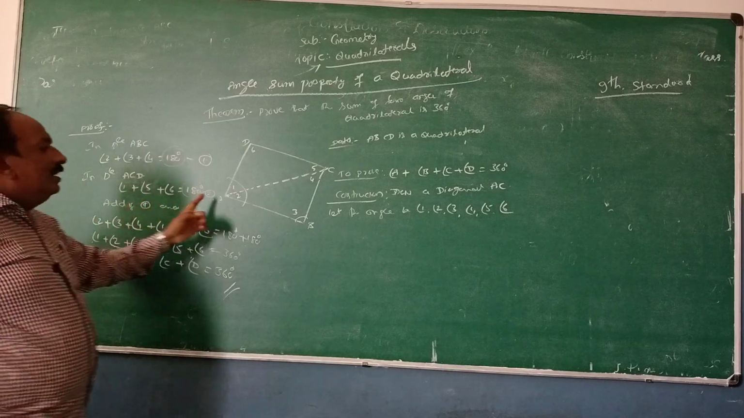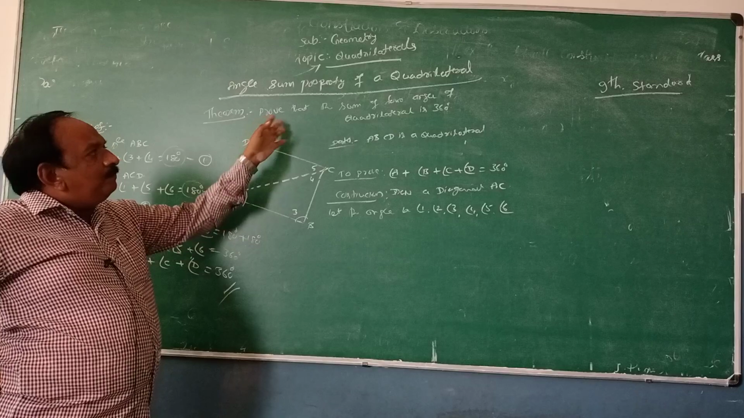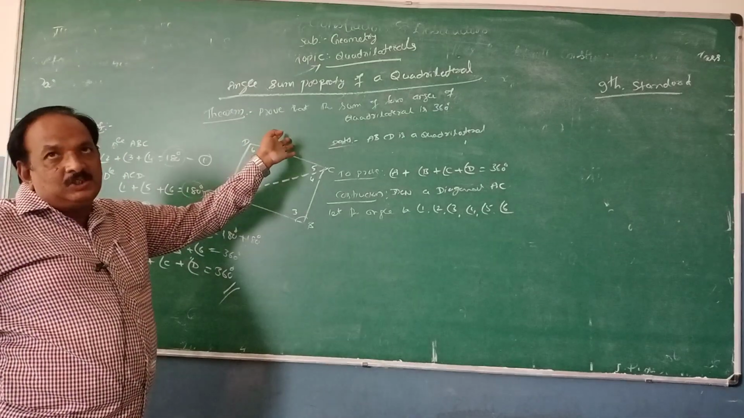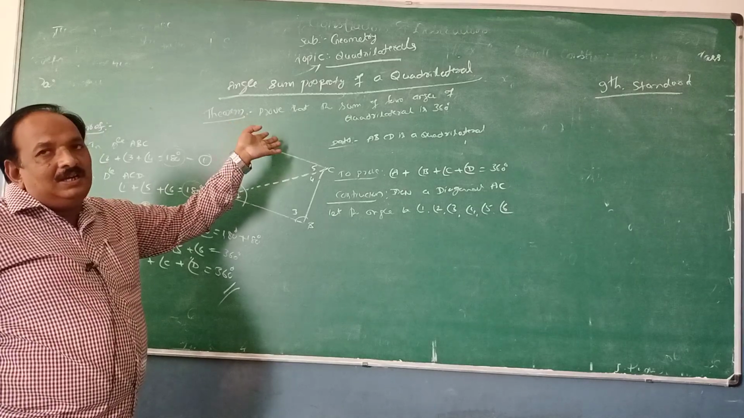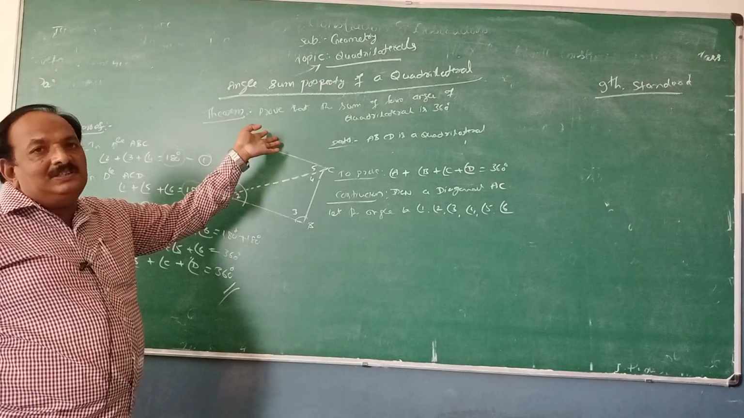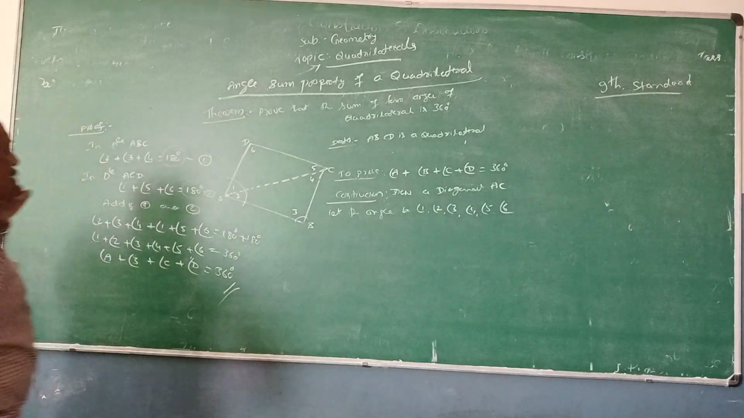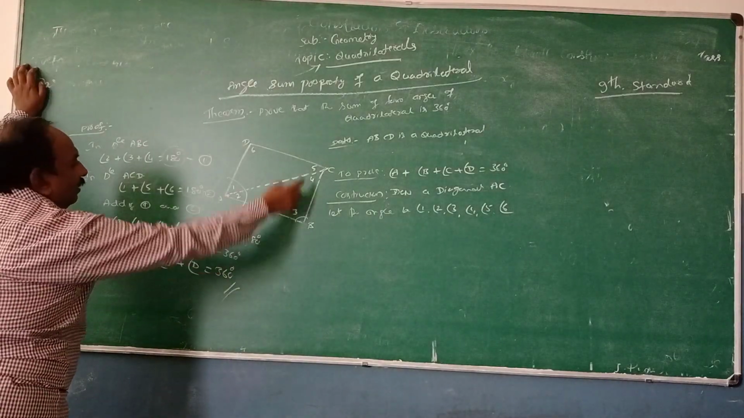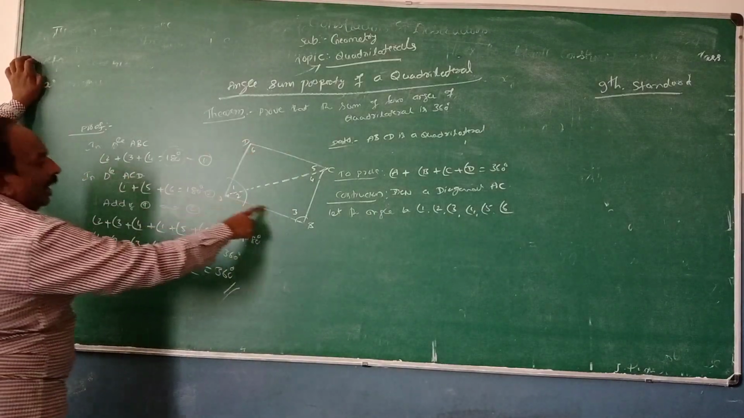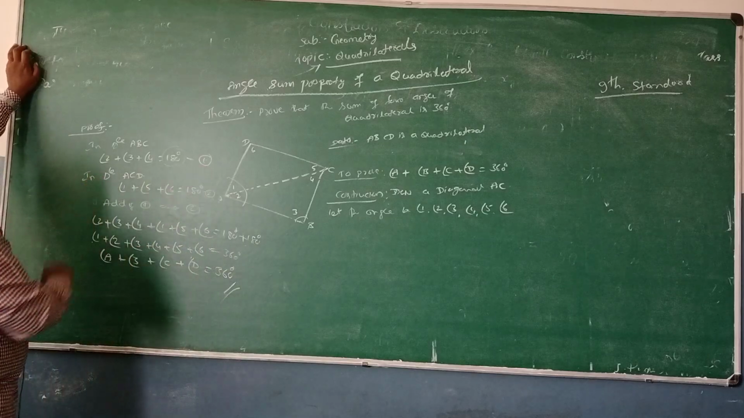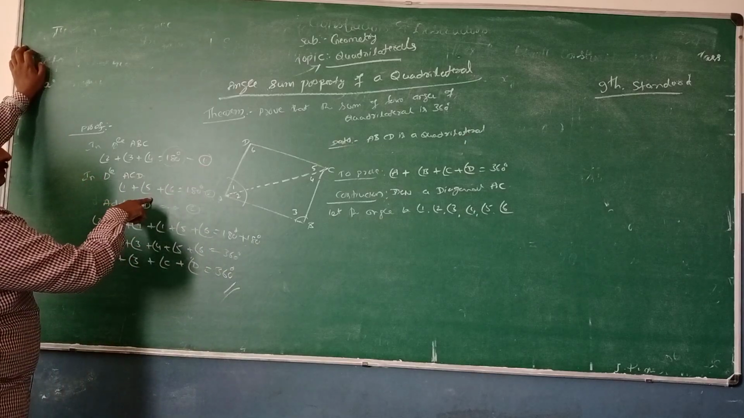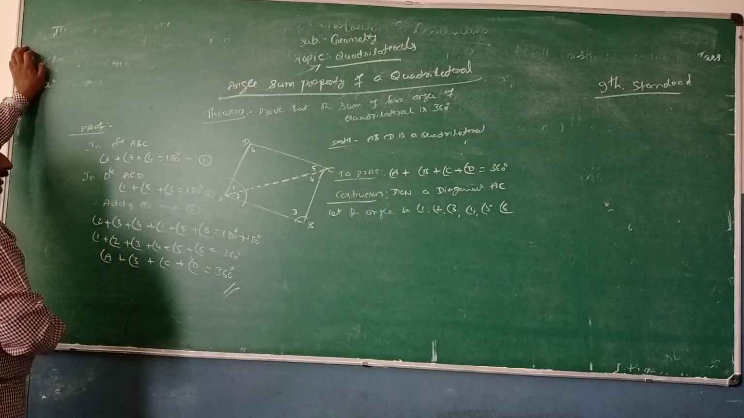In triangle ABC. This type of proof is not in the textbook. Have to do it myself. This is in the 8th standard, but in the new NCERT syllabus this is deleted. Don't bother. So in triangle ABC, angle 2 plus angle 3 plus angle 4 is equal to 180 degrees. In triangle ACD, angle 1 plus angle 5 plus angle 6 is equal to 180 degrees.